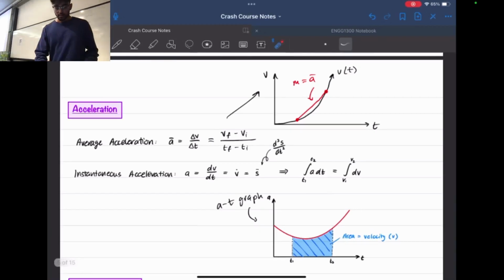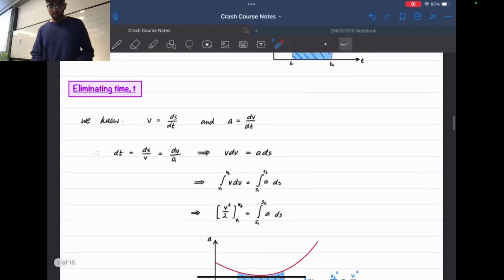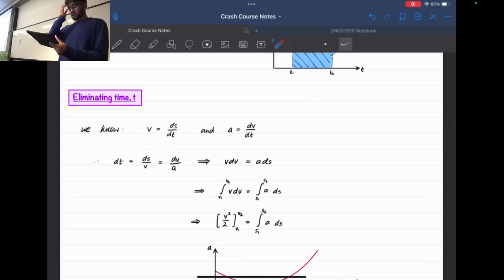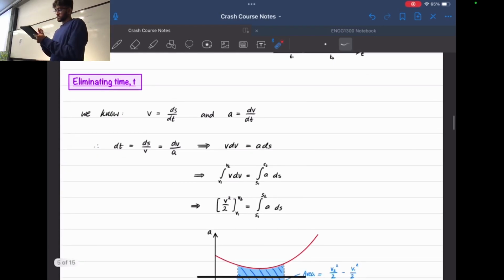Two more things I'm going to cover in rectilinear motion. Sometimes we're going to have to eliminate the variable t, so we have to relate acceleration and velocity, or acceleration and displacement, without taking time into account. We know that dt is equal to ds over v, which is also equal to dv over a.